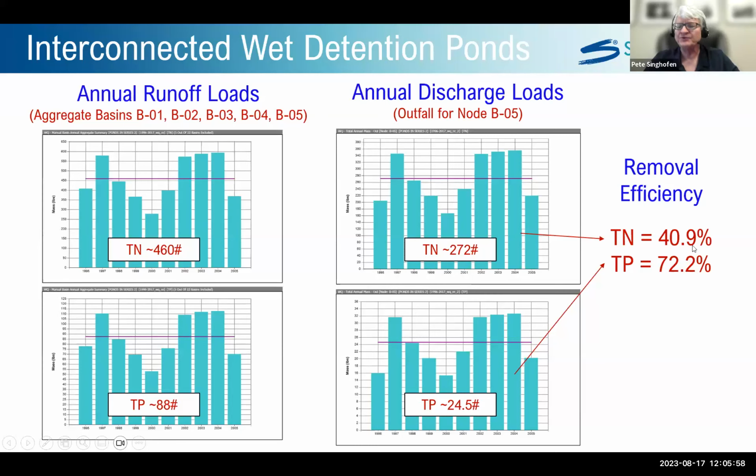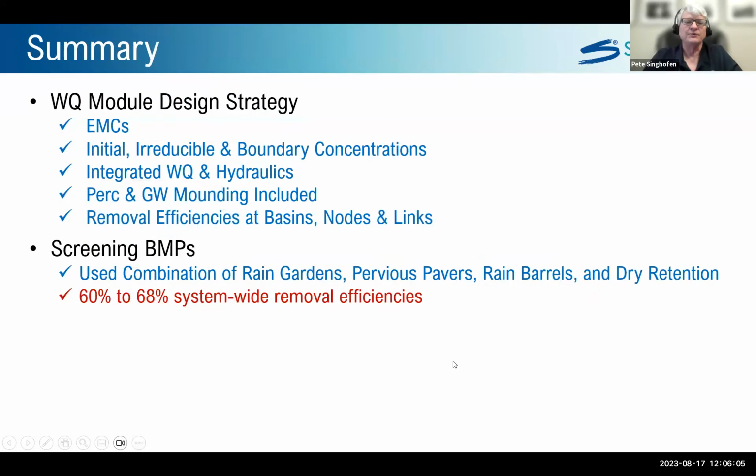The total nitrogen is about 41%, total phosphorus is about 72% for this system. So in summary, the water quality module is based on EMCs. We can set initial, irreducible, and boundary condition concentrations. The water quality is fully integrated with the hydraulics. Perk and groundwater mounting are built into it, and we can set removal efficiencies at basins, nodes, and links.